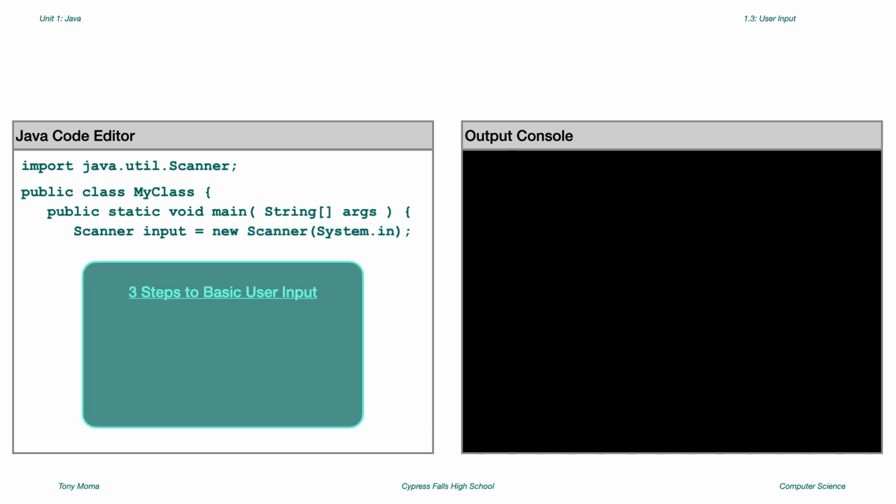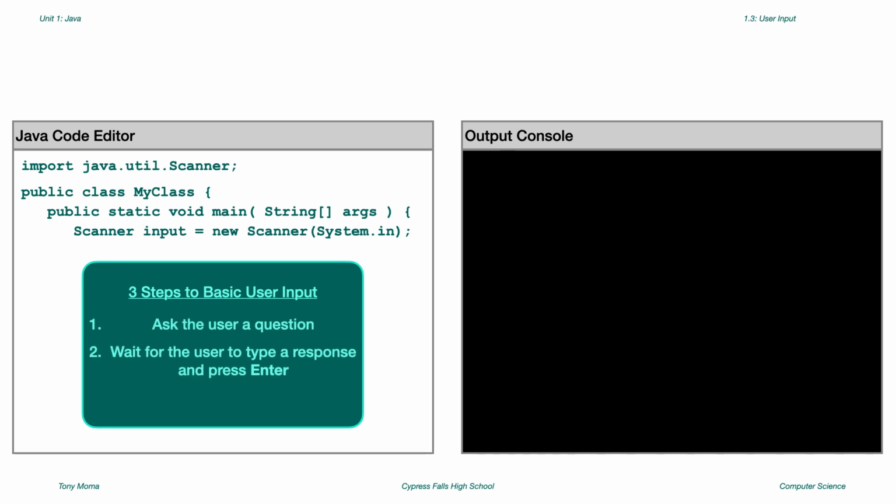Now, also recall from the Python unit that the 3 steps to basic user input are: 1. Ask the user a question. 2. Wait for the user to type a response and press enter. 3. Then store the user's response in a variable. Now, in Python, the input method was capable of both asking the user a question and waiting for the response. The Scanner object doesn't have that capability. The Scanner object is only able to wait for the user's response.